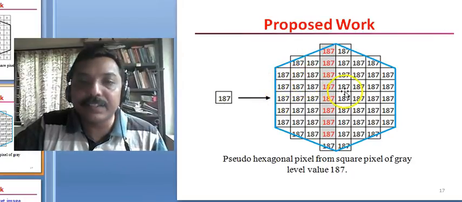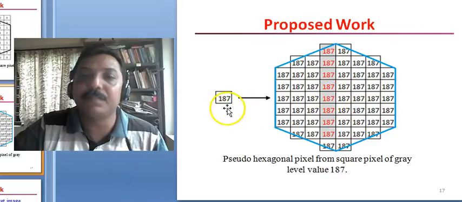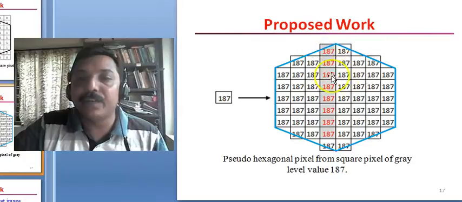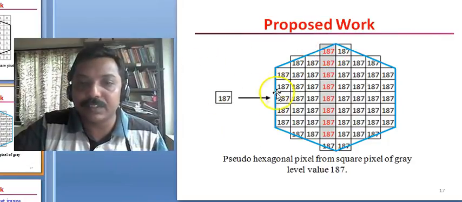Now, just for an example, this figure represents a hexagonal structure obtained from a square shaped pixel of gray level value 187. So we can see that each subpixel has a gray level value of 187, the same as that of the square shaped pixel. And now we are going to hide or embed another pixel, taken from the secret image, into this hexagonal structure. The steps are explained like this.